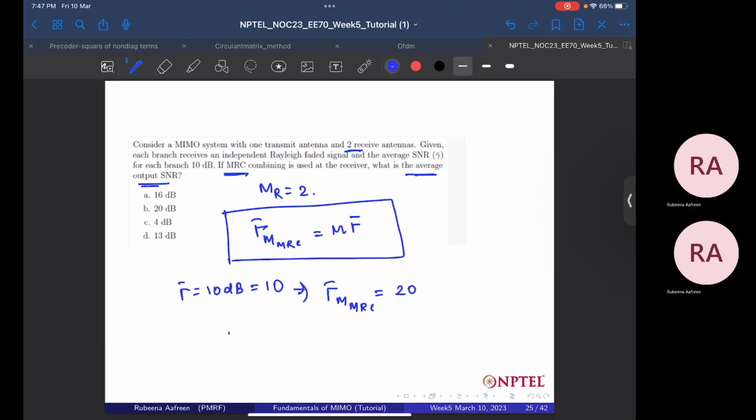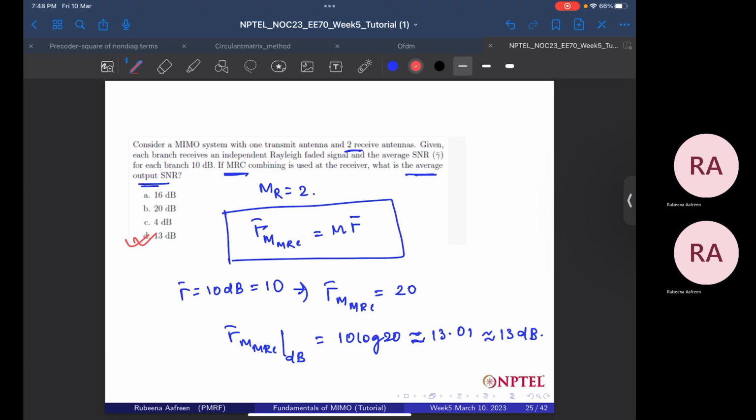After that, when you convert it into dB, this will be 10 log of 20. That is approximately 13.01, which you can approximate to 13 dB. So here the answer would be 13 dB.